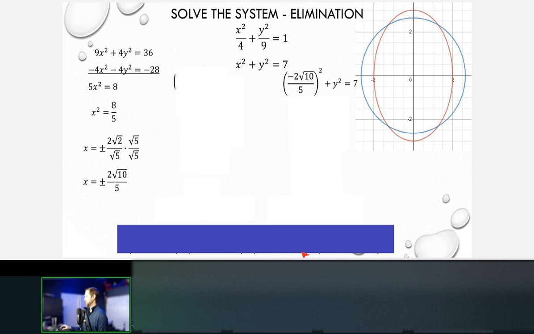Yeah, we're gonna plug it into one of my equations. Now, do you want to plug it into our first equation or the second equation? What looks easiest to you?